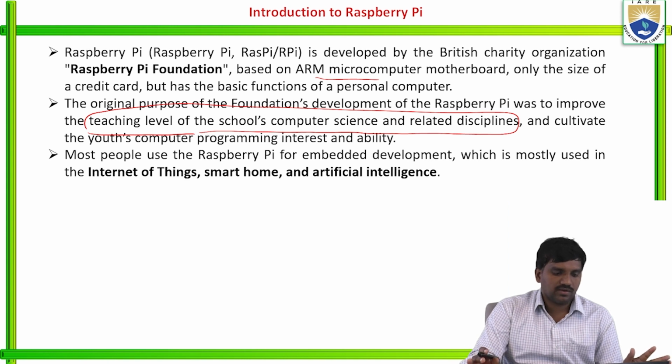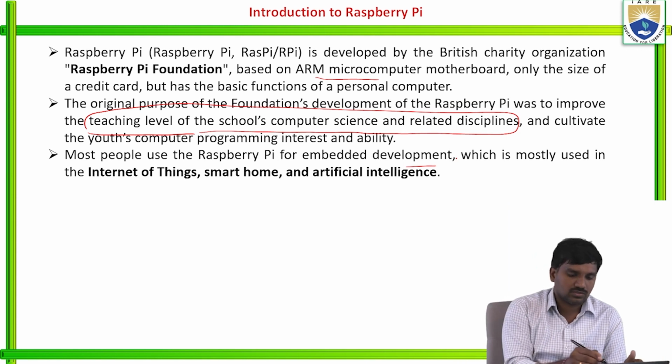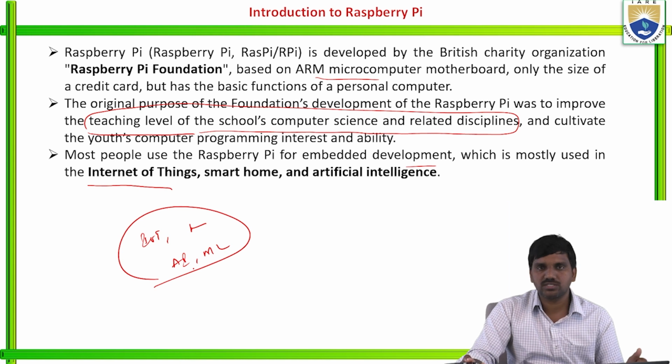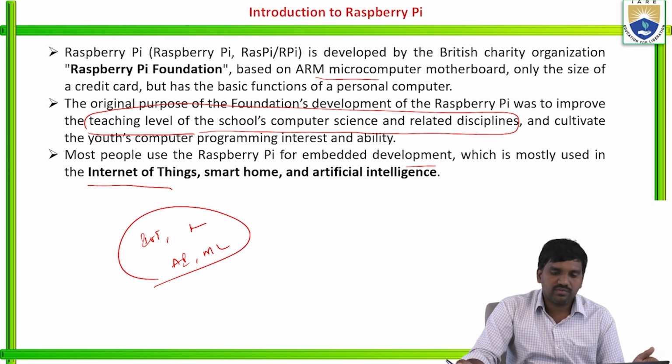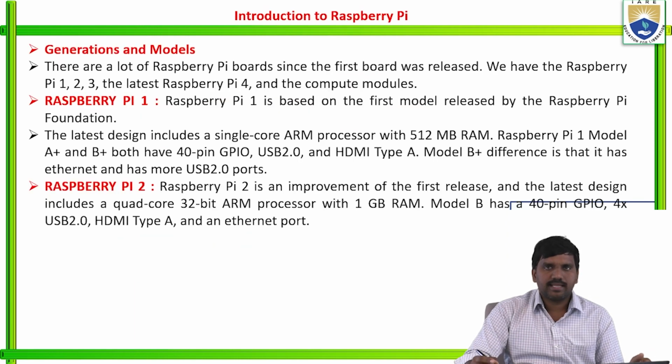Most people have used the Raspberry Pi for embedded development, which is mostly used in the Internet of Things. So the domains are IoT, smart homes, and AI and ML. These are some domains where we are using the Raspberry Pi module. Everywhere, based on the requirement, we can use the Raspberry Pi module. Next, we have some generations and models.